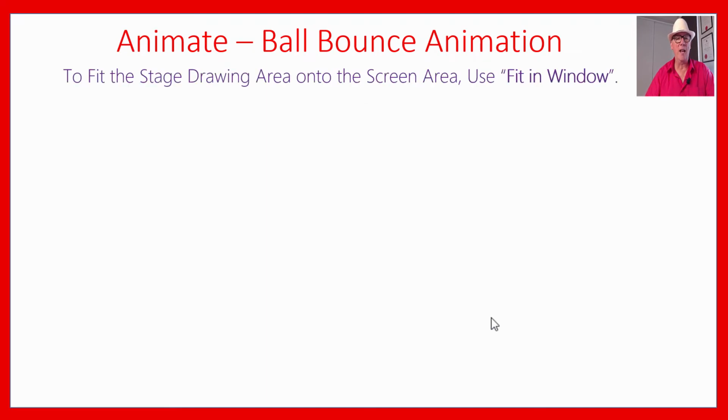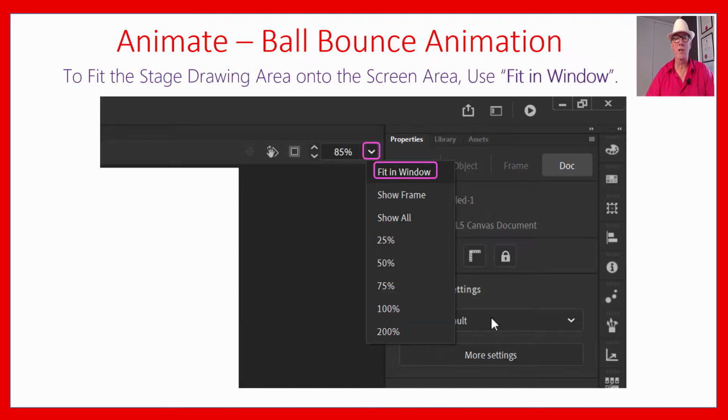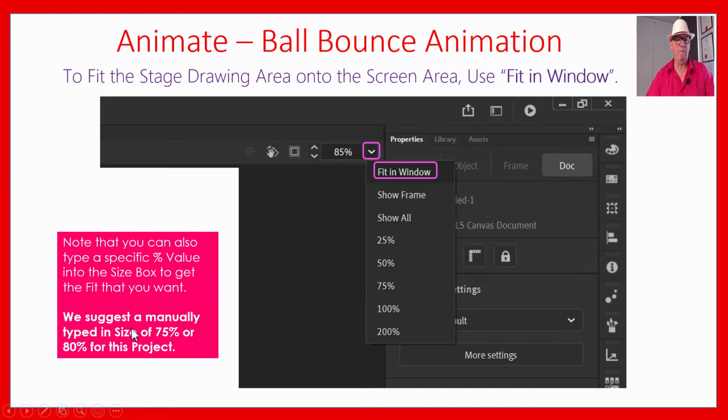All right, now for the ball bounce animation, the final thing is fitting the stage area, that white area where we set up our animation, into the actual area you've got on your screen. So you can just use this down arrow that's located here and say Fit in Window, and Animate will fit it in whatever window size you've got, for a little laptop or a big laptop screen. We found that for this animation, using 75%, 80% worked well, around those sort of values, and you can just type those directly into the box and then press Enter. If you want an exact value like 80%, just type it in there.